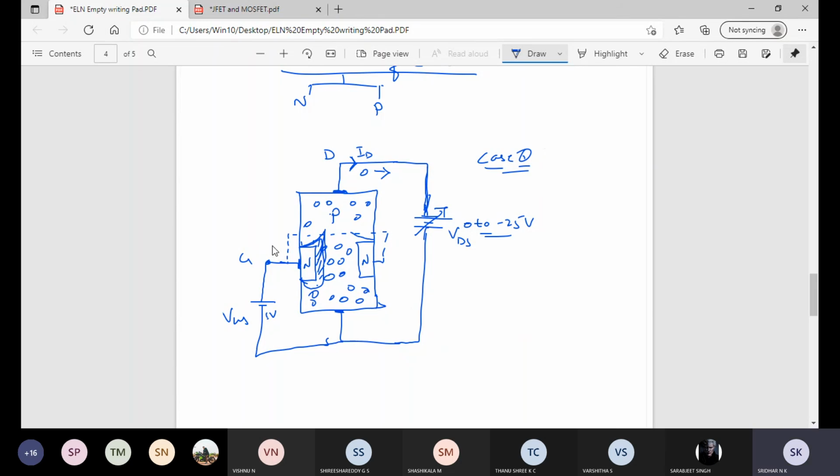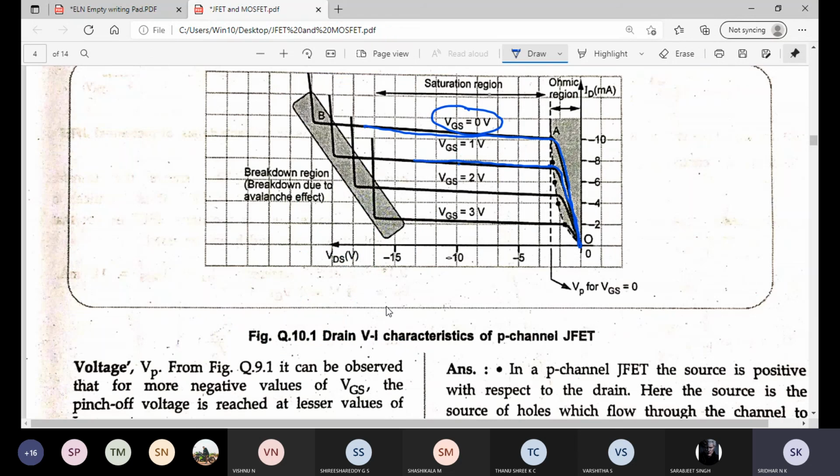Because of this encroachment, what happens? The channel size decreases. If the channel size decreases, the number of holes also decreases in the channel. If the number of holes decreases, obviously the saturation will fall down. That's what has happened here. Similarly, for VGS equal to 2 volts, again the saturation will fall down. Similarly, for VGS equal to 3 volts, further saturation will fall down.